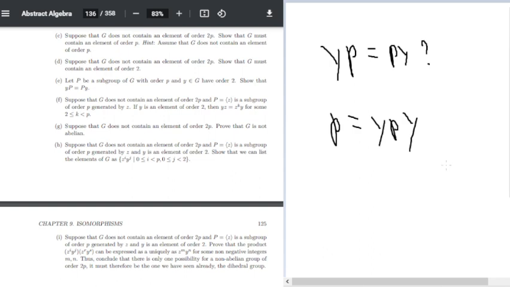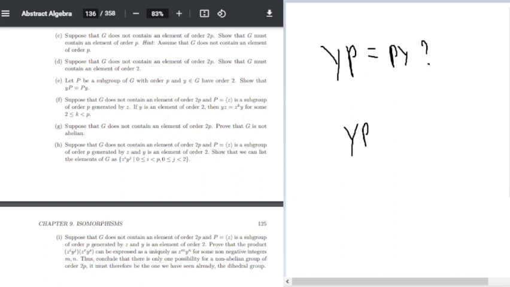Let's think. Which is the same as showing that if yz is equal to zy, then yz is an element of order 2p. Okay, that was actually surprisingly simple.